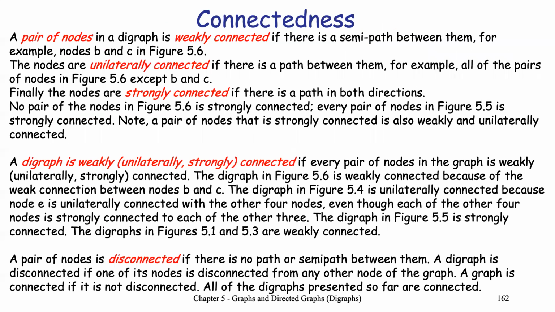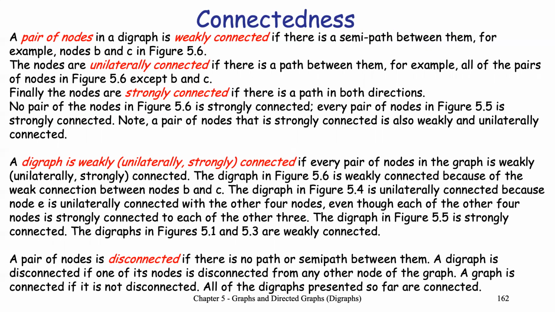For connectedness, a pair of nodes in a digraph is weakly connected if there is a semi-path between them, for example, nodes B and C in figure 5.6. The nodes are unilaterally connected if there's a path between them, for example, all the pairs of nodes in 5.6 except B and C. Finally, the nodes are strongly connected if there is a path in both directions.